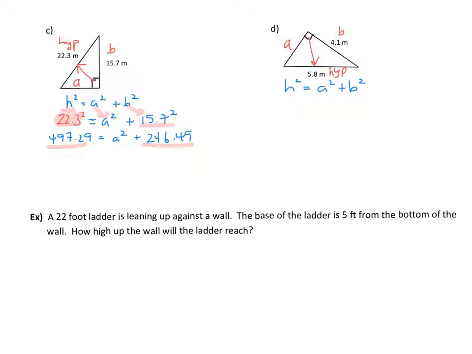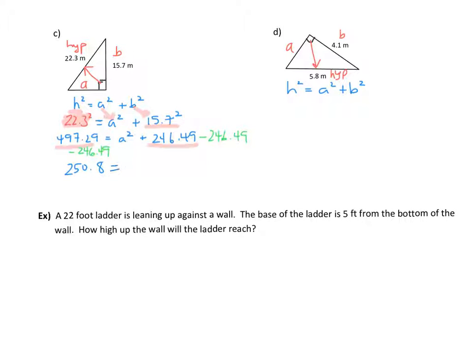Now I need to get A squared by itself, so to undo the 246 from both sides, what I'm actually going to do is take away 246.49 from both sides. I'm just sliding this underneath because I don't have room to write it above or below, beside. So I'm going to take that away from the 497.29. And when I do, I get 250.8. And that's going to be equal to A squared.